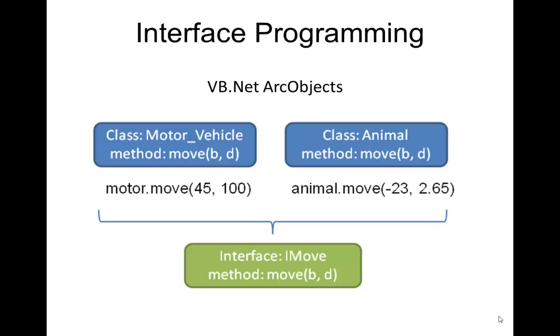But they both move. And rather than calling the method move from the class, on the instance of the class, in Visual Basic and in interface programming, what you do is create something called an interface, which is separate from the class, and then you call that interface on the instance rather than the class. Okay, it's a bit complicated, but it's a different way of implementing polymorphism in a different language.